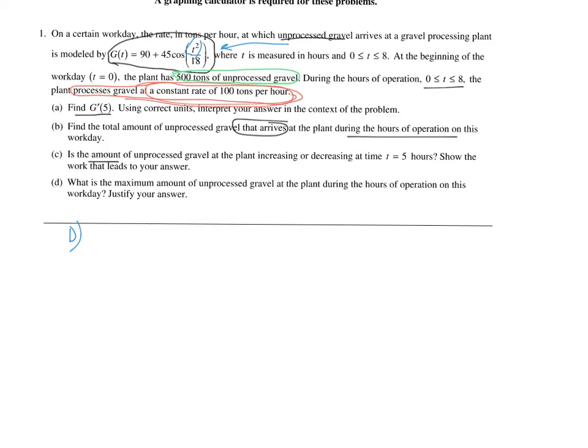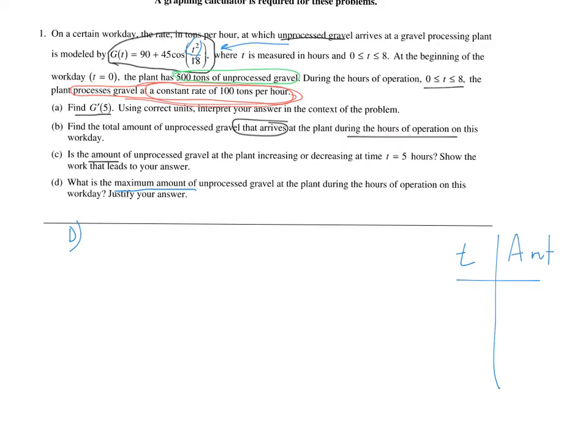All right, guys, part D. Part D, I think, is the hardest part of this problem. But it's common. They ask this a ton, and so they're going to want to see this. What is the maximum amount of unprocessed gravel at the plant during the hours of operation? We have a lot of different times that we can look at, but we'll say time and amount.